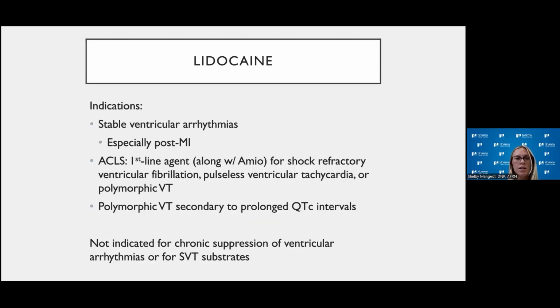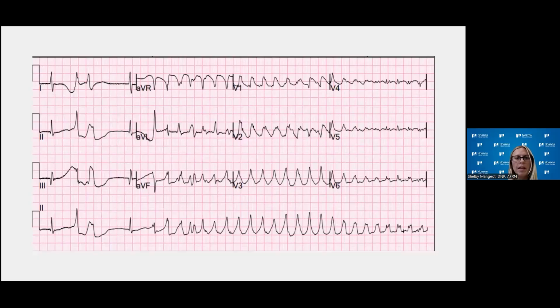So common indications for lidocaine, it's going to be acute treatment of ventricular arrhythmias. So ones like stable ventricular arrhythmias, especially post-MI, and it is an ACLS first-line agent along with amio for shock refractory ventricular fibrillation, pulseless ventricular tachycardia, and polymorphic VT. And lidocaine is especially effective in polymorphic VT secondary to prolonged QTc intervals. And it's not going to be a medication that you're going to use for chronic suppression of ventricular arrhythmias or for SVT substrates. So this is a nice example of when we would use lidocaine.